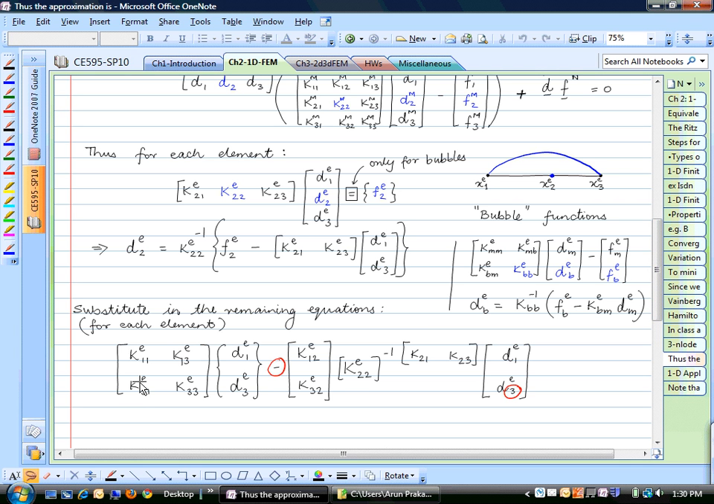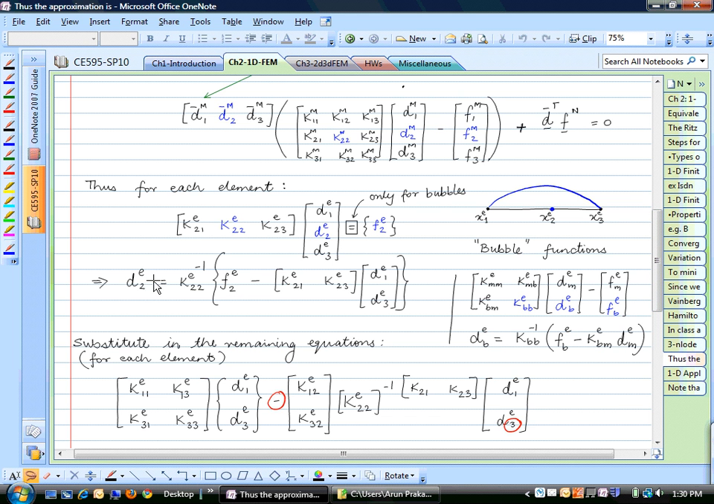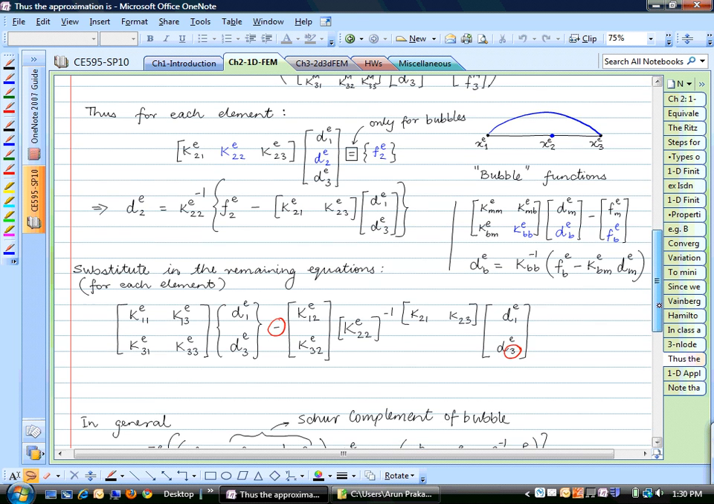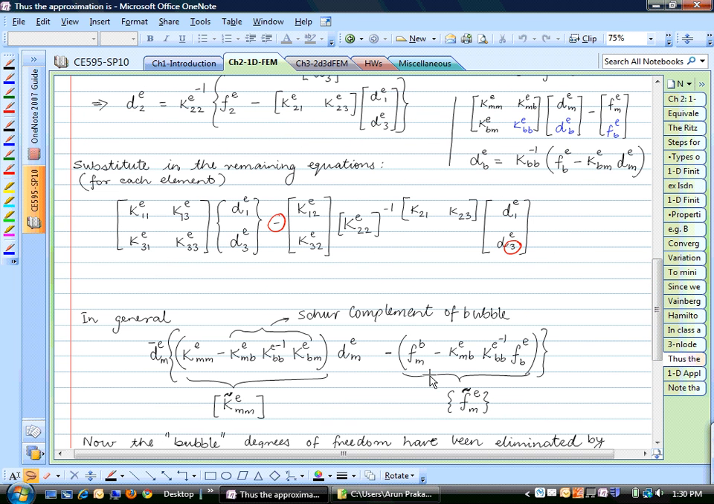So yeah, in this case, you have to modify your element stiffness matrix and your force vector. Right, so you can express the bubble displacement in this form, and if you take this bubble displacement and plug it back into the remaining equations, which is right here, this gives you the form for the stiffness matrix and the similar form for the element force vector. So you have to modify the element stiffness matrix like this and modify the element force vector like this.